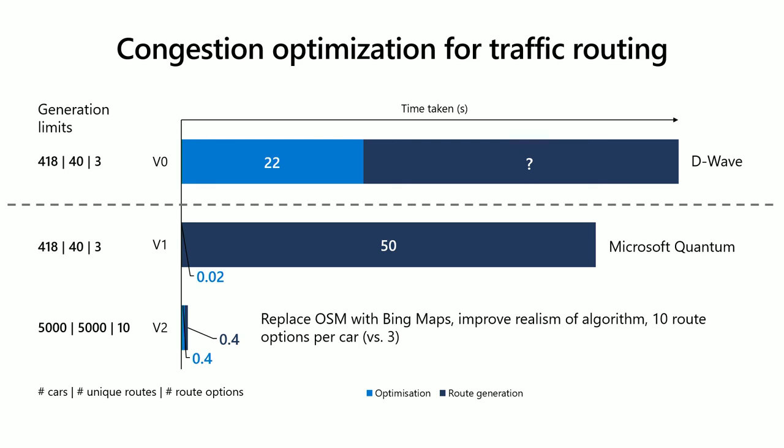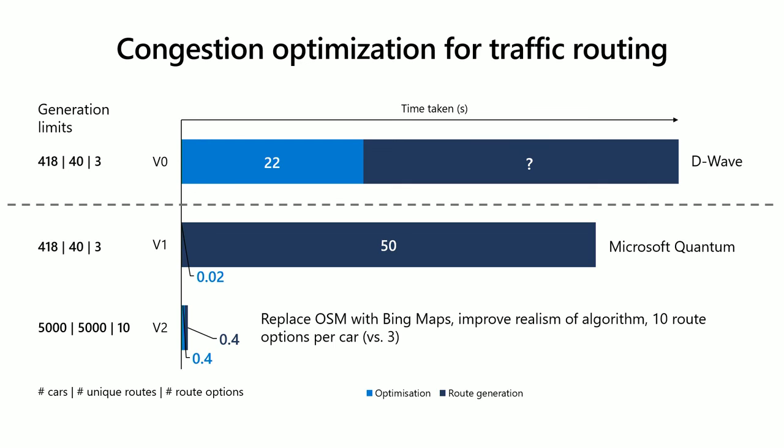So this is a comparison of the different iterations we've taken on this path. You can see that we used a D-Wave, which is an optimization quantum computer that's commercially available. We were able to solve this route problem. You can see there on the left, that's the number of cars, number of unique routes, and number of route options. We're now down on version 2 there, that you can see 5,000 cars, 5,000 unique routes with 10 route options.